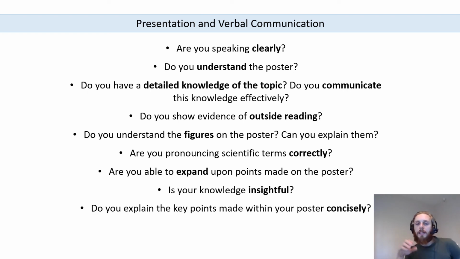Okay, do you explain the key points made within your poster concisely? So again, you need to be explaining the poster. It's a presentation, so you need to be explaining the key points in the poster, but you need to do so concisely. You need to make room in your presentation for the evaluation, for the original insights, for expanding upon ideas. So whilst you also do need to be explaining the poster, you need to be doing that concisely.